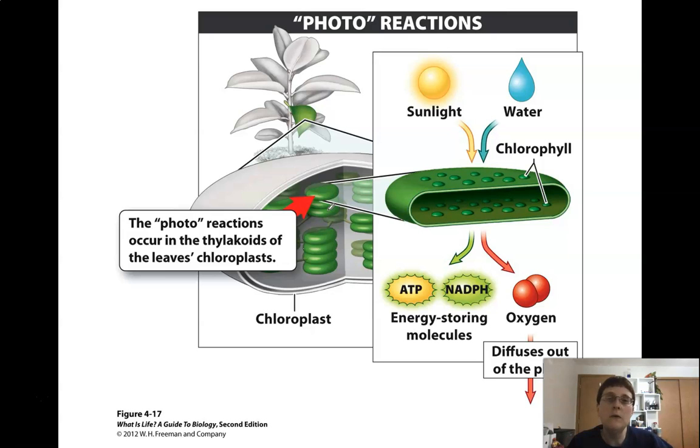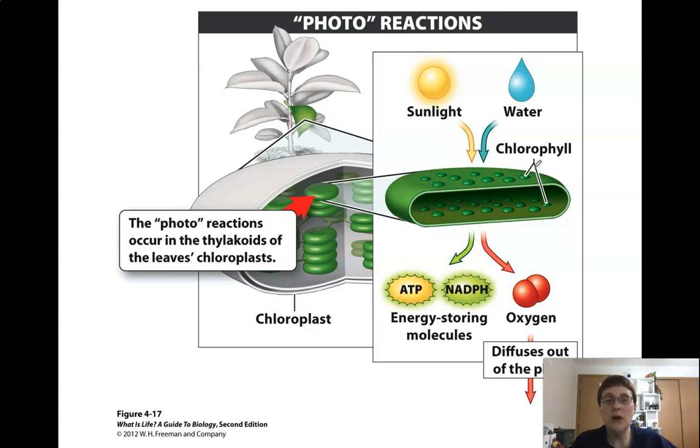Now photo, like photograph, photo means light. So the photo reactions are often referred to as the light dependent reactions. They require light in order to occur. And so they are going to use the sunlight, so the light, and they're going to use the water out of our big equation. So the sunlight and the water are going to be used in those thylakoids.